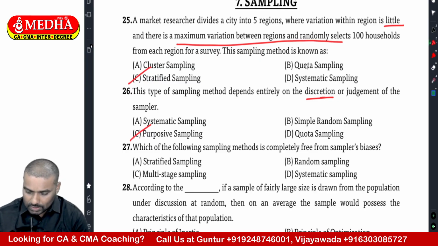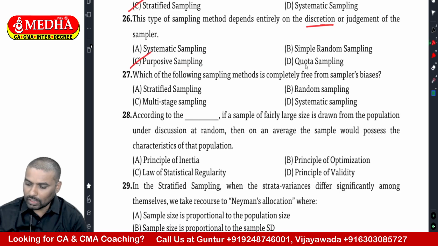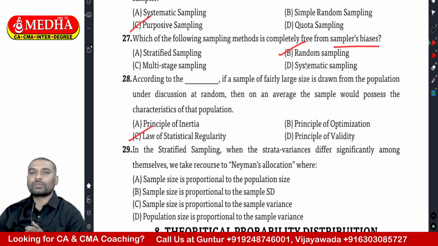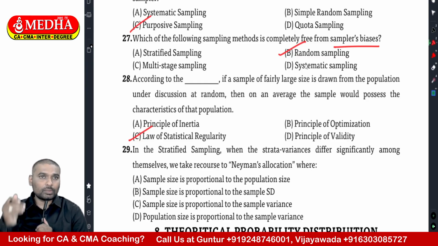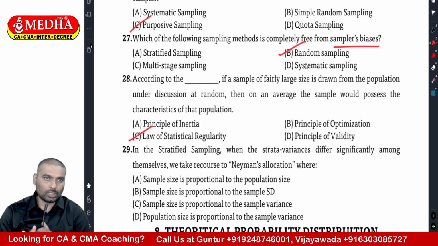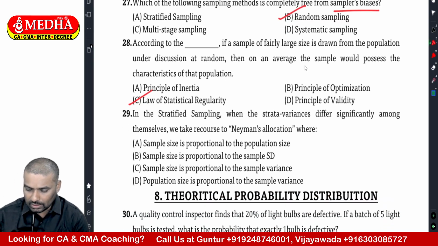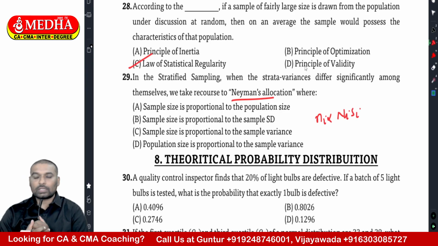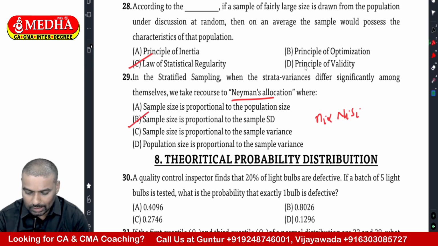Okay. Next, which of the following sampling methods is completely free from the sampler's bias? Random sampling. According to the law of statistical regularity, if a fairly large sample is taken at random from the population, then on average that sample possesses the characteristics of the population. That is the law of statistical regularity. And in Neyman's allocation, the sample size is proportionate to population size and standard deviation. That's why option B is correct.